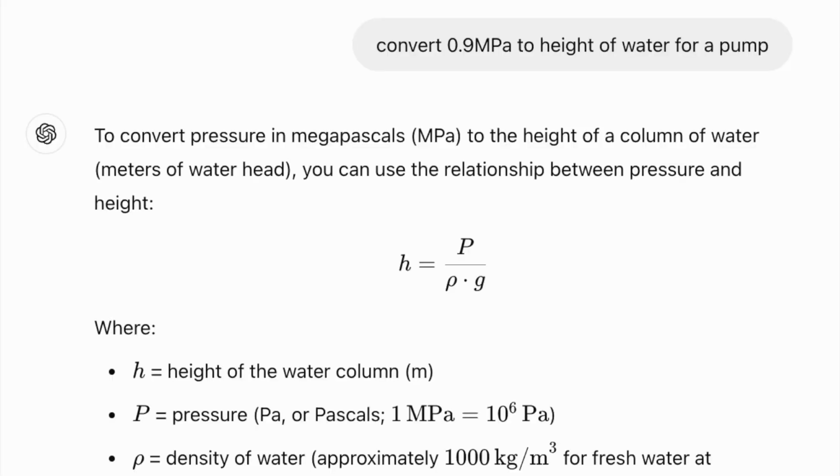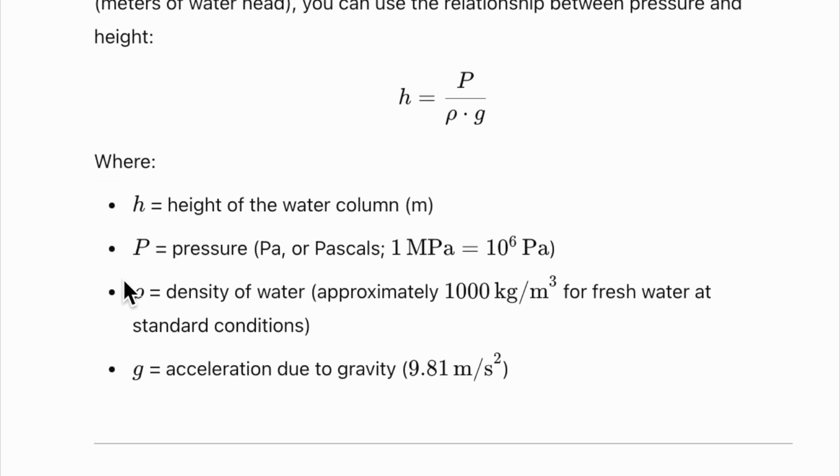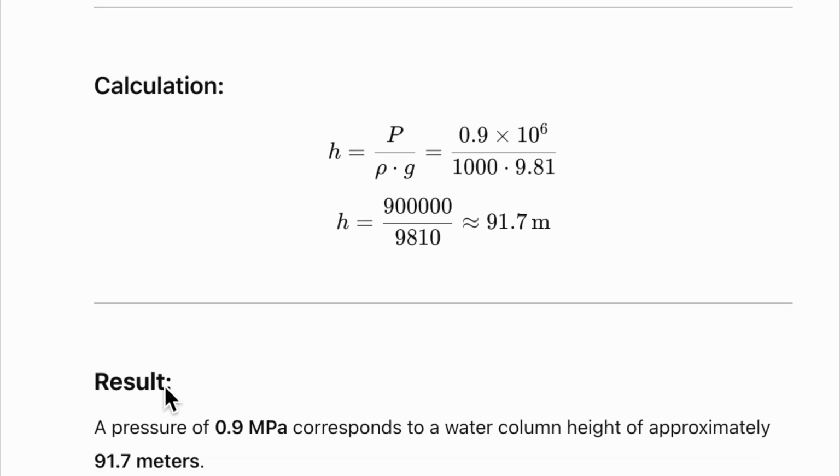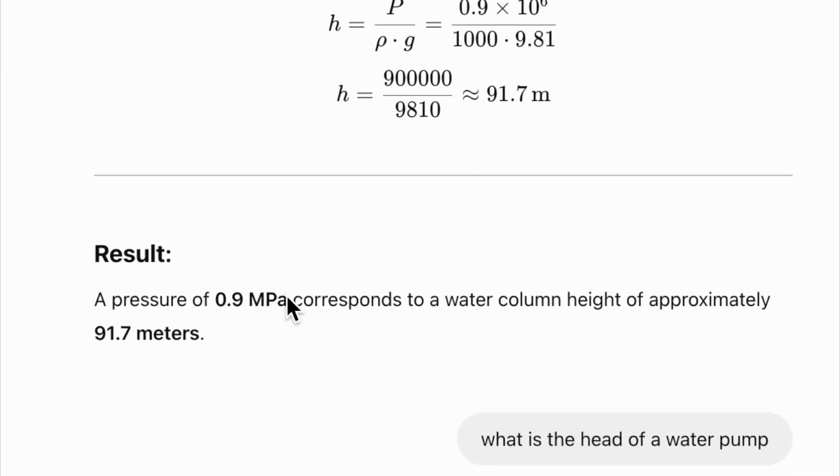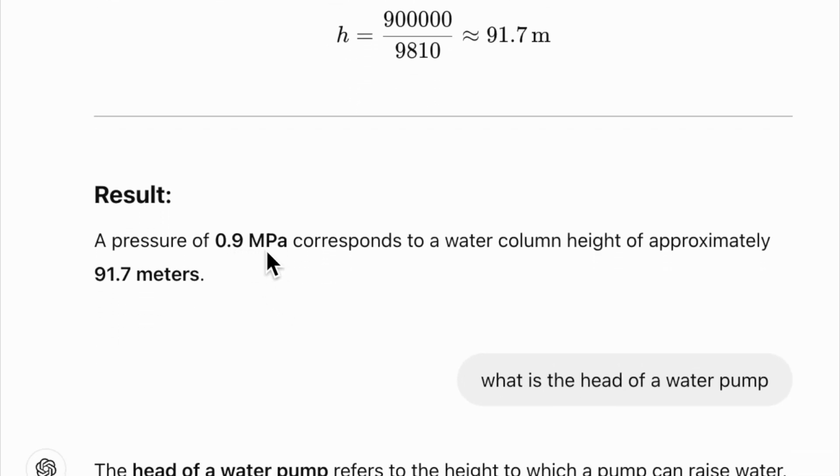So I don't do any maths that I don't have to do, so I went to ChatGPT and I asked it to convert 0.9 megapascals to height of water for a pump. And then it gave a formula, H equals P over little rho times g, where H is the height of the water, P the pressure, rho the density of the water, g the acceleration due to gravity. There was the calculation, and it ended up with 91.7 meters. And then it says a pressure of 0.9 megapascals corresponds to a water column height of approximately 91.7 meters.